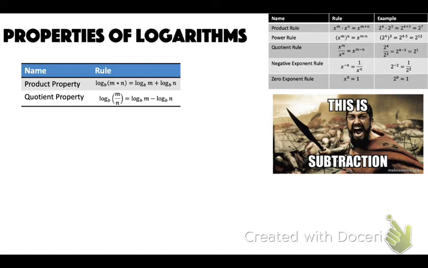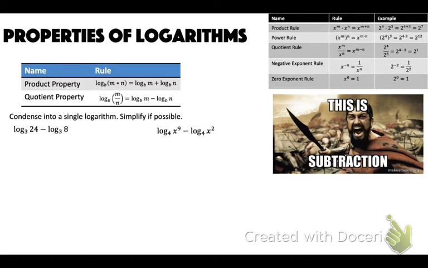Anyways, so log base 3 of 24 minus log base 3 of 8. If we want to condense this to a single logarithm, well, they have the same base, and they're subtracting, which subtraction goes with division. So that's going to be log base 3 of 24 over 8, which is log base 3 of 3. Which, fun fact, that equals 1. Okay, this one, so we have log base 4 of x to the 9th minus log base 4 of x squared. Well, the log base 4s are the same, so that's going to be log base 4 of x to the 9th over x squared, which x to the 9th divided by x squared is x to the 7th.